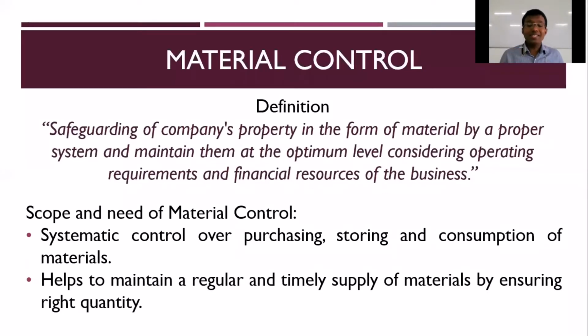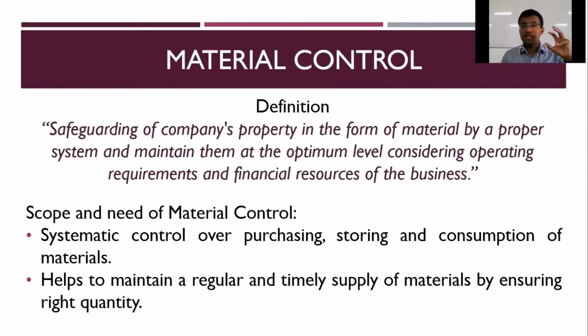Now, why is it necessary for your business to have material control? By having a material control process in place, you're ensuring regular and timely supply of the material. Okay, so now there are three important aspects that we are talking about. First is regular supply, second is timely supply, and the third is right quantity. So we've touched upon three things: regular, we are talking about consistent.